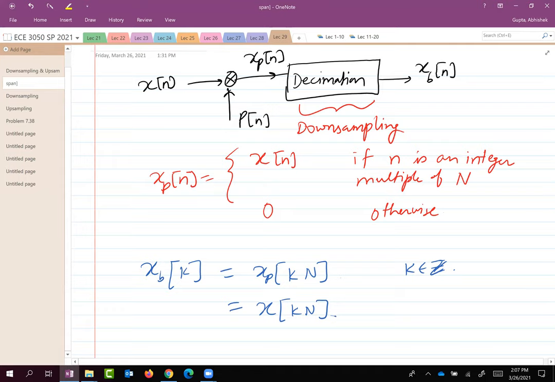So then in our drawing of the figure up here, would we change the x_b of n to x_k of n, or are we just saying x_k of n down here? So I'm just changing the time index here so that this n is distinct from this k. So it's just the time index. I'm not doing anything with respect to changing the values of the time signal itself.